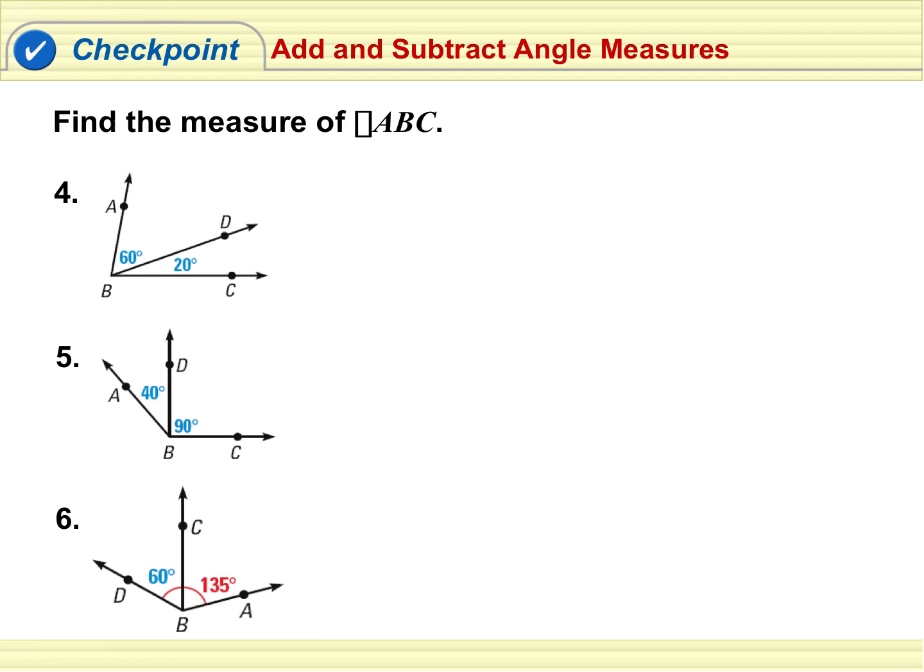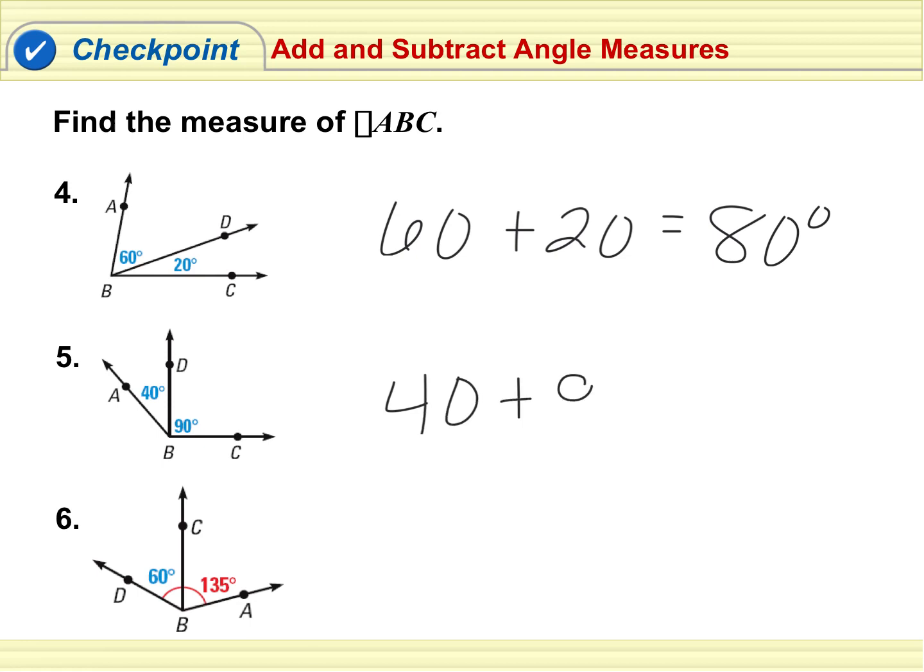Number 4, we want to find the measure of ABC. Find where ABC is. They're talking about this whole angle. How do we do that? 60 plus 20. Good. What's 60 plus 20? 80 degrees. Everyone good? Number 5. It's still looking for ABC. My angle goes this way. So we want that whole angle. How do we do that? 90 plus 40, which is 130 degrees.